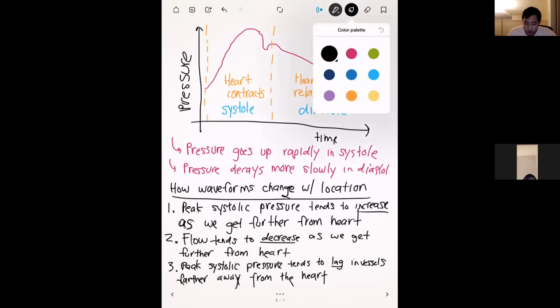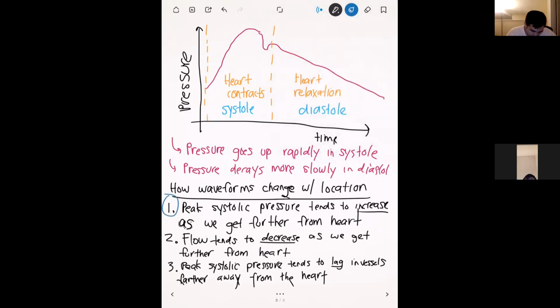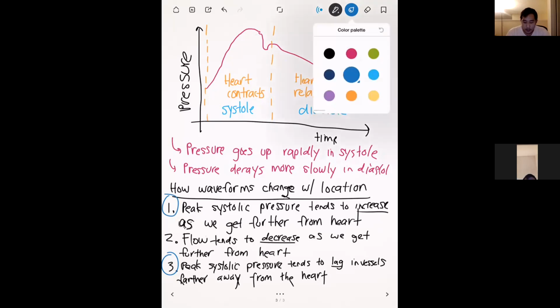And so 1 and 3 here, the reason 1 and 3 occur, are actually due to the same thing. So this is due to a phenomenon called pressure wave propagation. Okay? And so we'll talk about that in a lot more detail probably next week. But because of this pressure wave propagation, this causes the pressure waveforms to change shape as you go further along into the arterial tree. Okay, and that change of shape basically means that your systolic pressure is going to be higher, and it's also going to occur slightly later.